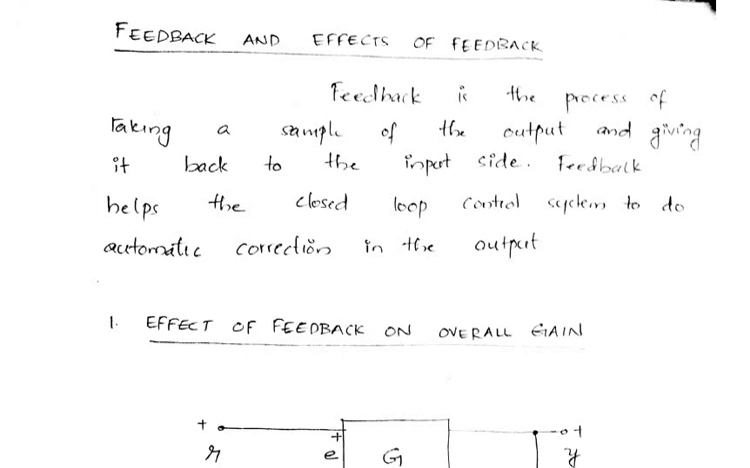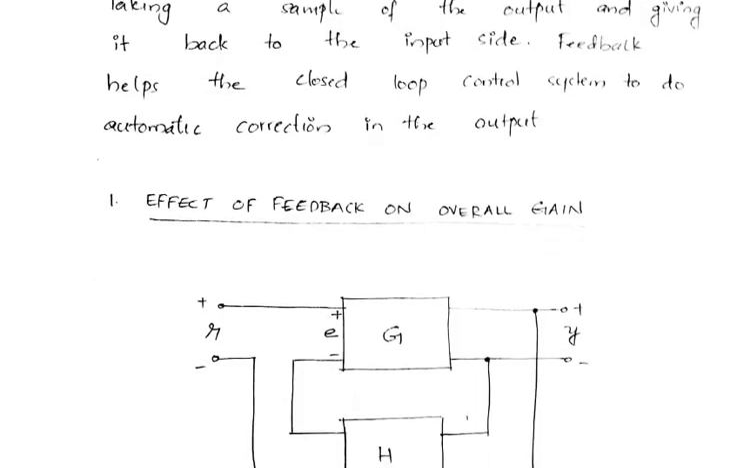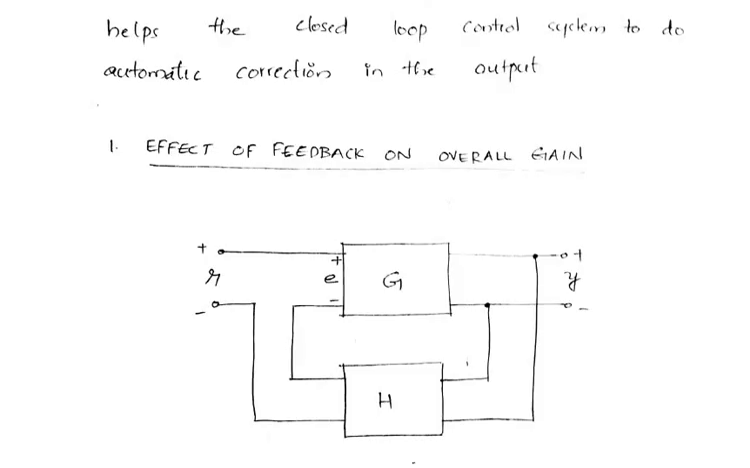But this kind of feedback has certain effects on the system. So now we are going to discuss those effects. Firstly, we will discuss the effect of feedback on the overall gain of the system. Here you can see a closed loop control system.